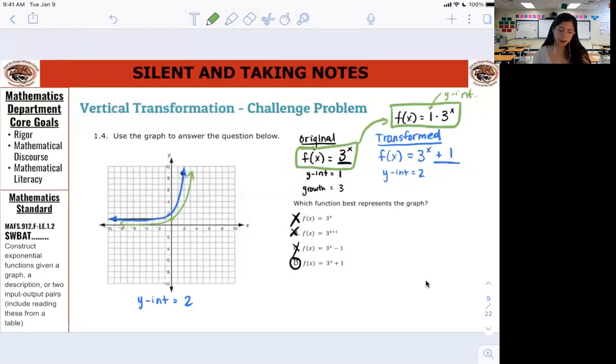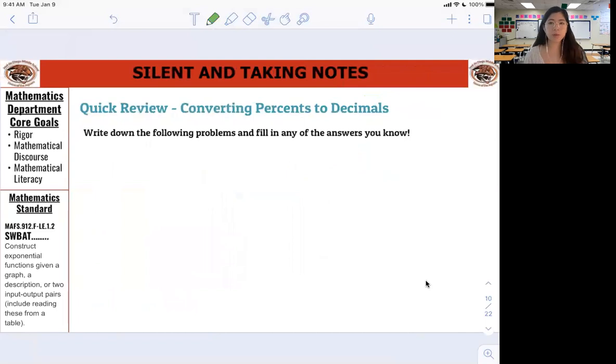Okay, cool. All right. So we finished a little bit early. We have 10 minutes left, so I'm going to switch gears. We're going to do something kind of random. It's going to feel random right now, but it's going to make more sense during tomorrow's class. I just want to spend 10 minutes doing a quick review of converting percents to decimals.